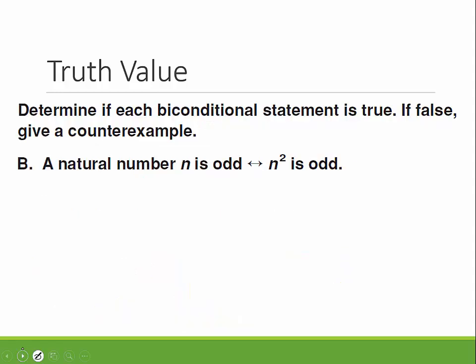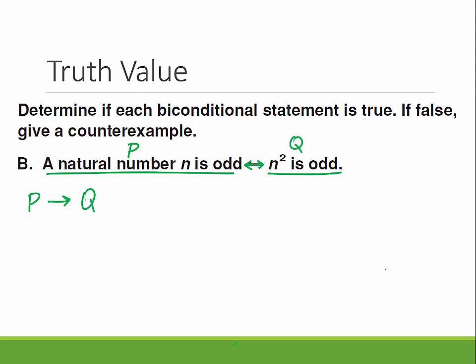Let's do another one. Determine if each biconditional statement is true. If false, give a counterexample. A natural number n, remember natural numbers are counting numbers like 1, 2, 3, 4, 5, is odd if and only if n squared is odd. So figure out your P and figure out your Q and then see if it works both ways.